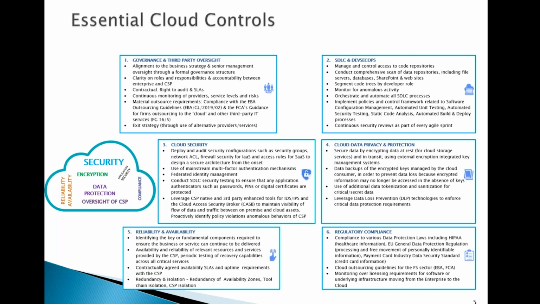The other thing which is quite important is to include continuous security reviews as part of every agile sprint, and then having specific security-related automated testing built into every single change. It helps to not allow security to be an afterthought. It is designed and built into the system as it's being deployed.